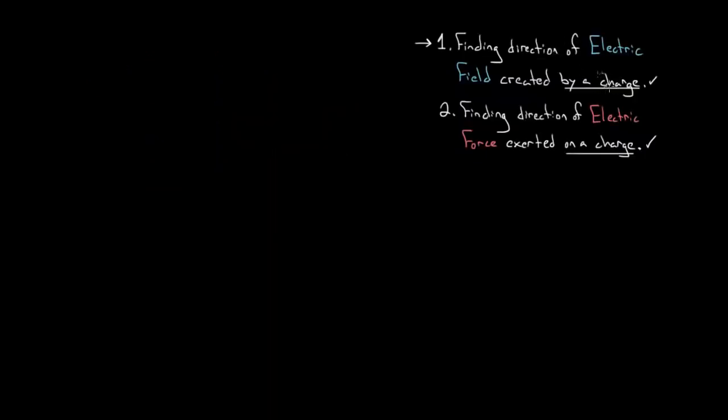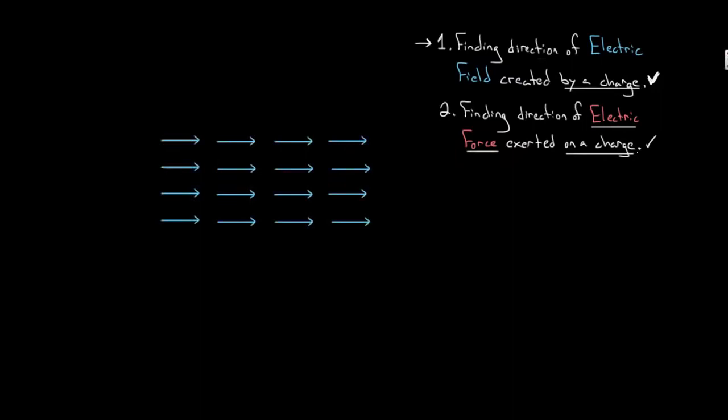Okay, so that was number one here. We found the direction of the electric field created by a charge. Check, we've done this. Now we should get good at finding the direction of the electric force exerted on a charge in a field. So what does that mean? Let's say you had a region of space with electric field pointing to the right. What's creating this electric field? I don't know. It doesn't even really matter.